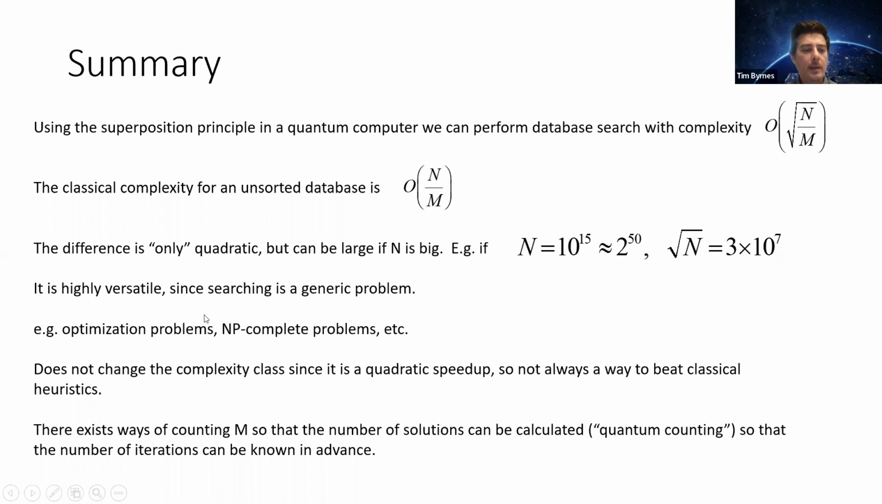Another thing is that it's very versatile, because searching is such a generic problem, and you search in all kinds of contexts. Obviously we search stuff on the internet, but probably more relevant are things like optimization problems. In all kinds of areas of science and engineering, you often want to optimize things. There are some variables and you want to find the best parameters for it. So this is potentially applicable to such situations.